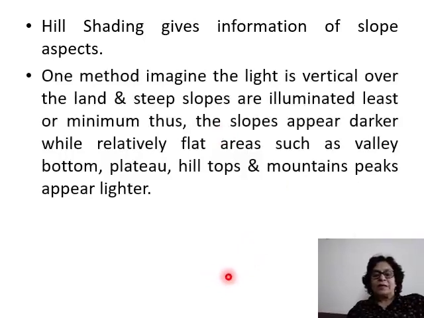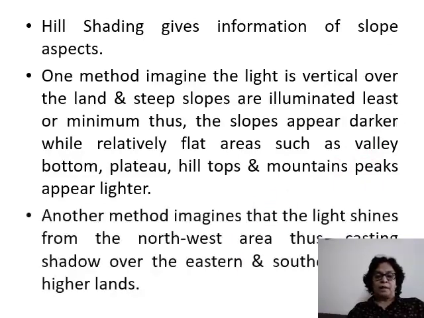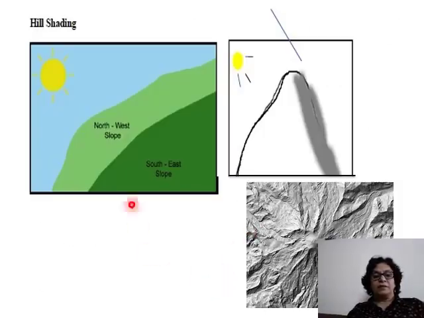You have to imagine that light is placed at one corner, usually the northwest corner, and the steep slopes get illuminated the least, and appear darker, and the flat areas have a slightly lighter shade. So in one of these methods the light is from the northwest corner. So you can see the southeastern slopes which are darker, which can be seen from this diagram also.